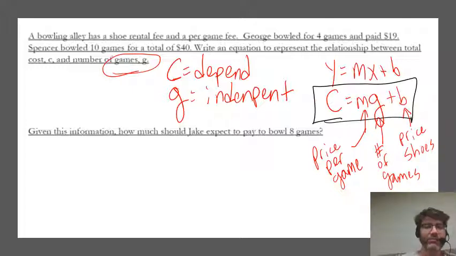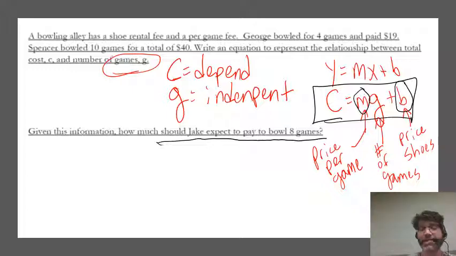All right, given this information, how much should Jake expect to pay to bowl 8 games? Okay, but first we need to figure out what the slope is, the price per game. And then we also need to figure out how much the price is to rent a pair of shoes. And then we can figure out how much 8 games would cost, because then you would just multiply 8 times the price per game. You would get some number, then add that to the cost of the shoes, and there you have it, the total cost for your evening.